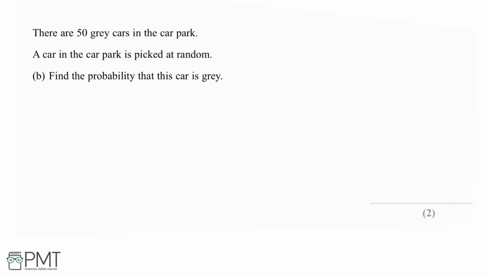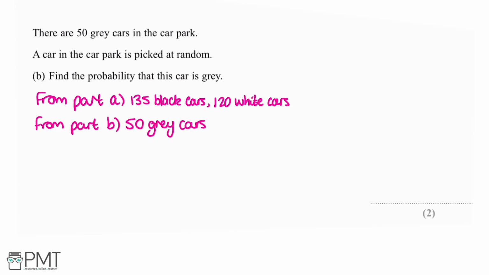We're now told that there are 50 grey cars in the car park, and a car in the car park is picked at random. So we need to find the probability that the car is grey. So from part A, we know there are 135 black cars and 120 white cars, and from part B, now we know there are 50 grey cars.